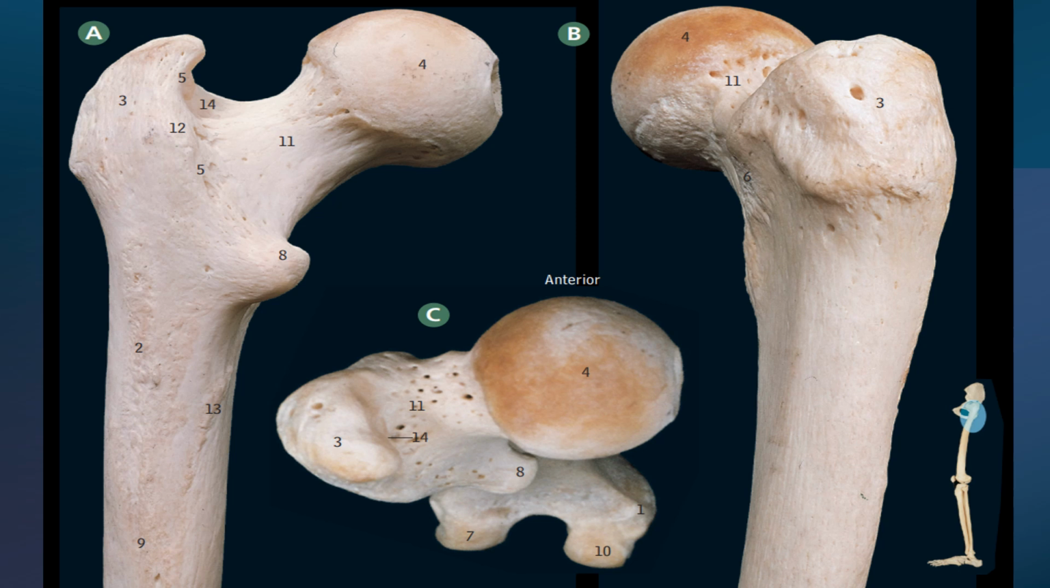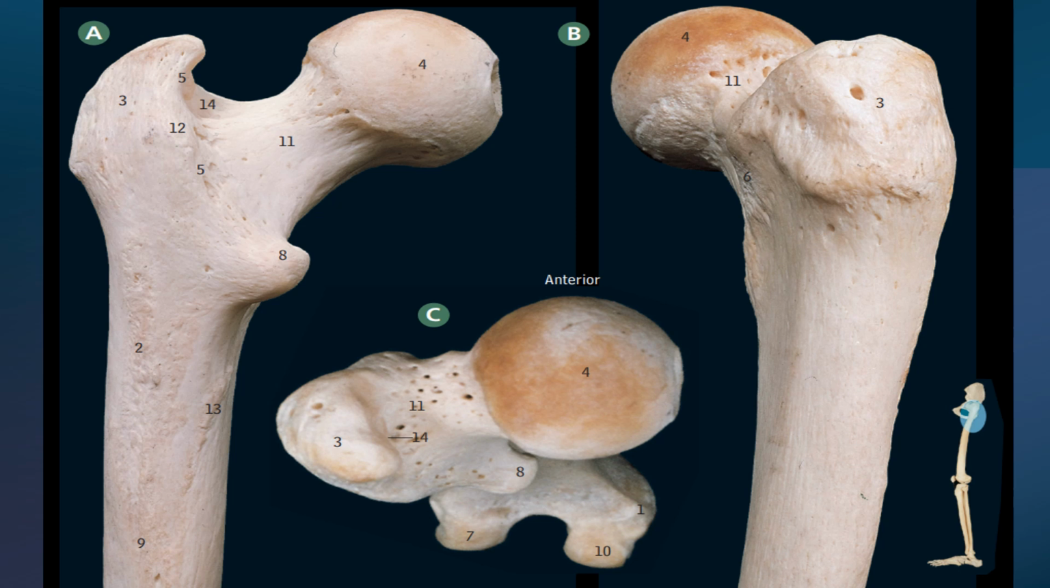When we see another structure, the proximal end of the femur, we will find the first view is from behind, structure A. Structure B is from the lateral side, and structure C is while looking from above.